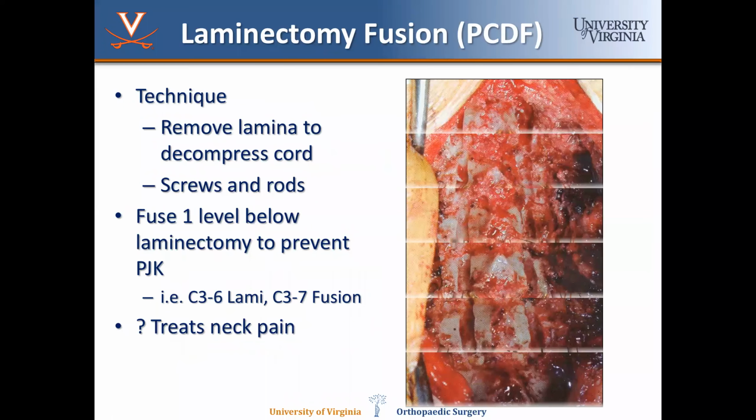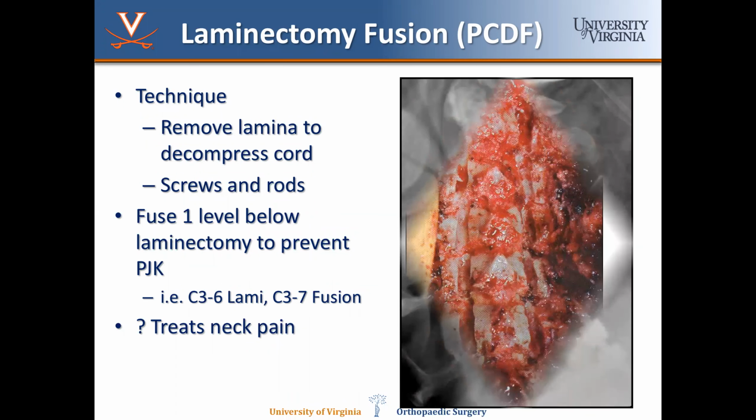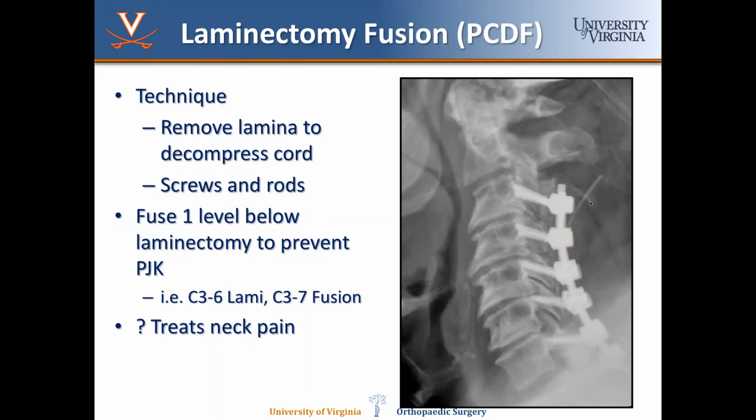So laminectomy and fusion, you take the whole lamina off, then you place these lateral mass screws. So these screws are in a Magerl trajectory, so you start in the mid portion of the lateral mass, and the trajectory is cranial and lateral.